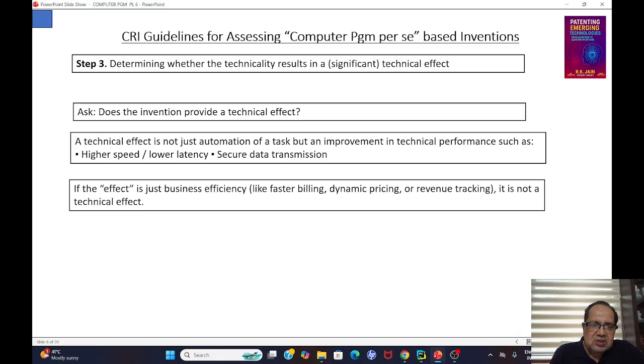The ask for this step 3 is, does the invention provide a technical effect? Now it must be clearly understood that the technical effect is not just an automation of tasks, but a tangible improvement in the technical performance, which could be in many forms. It could be in higher secure data transmission, it could be in the speed of transmission, or simply the speeding up of the system, that is lowering the latency.